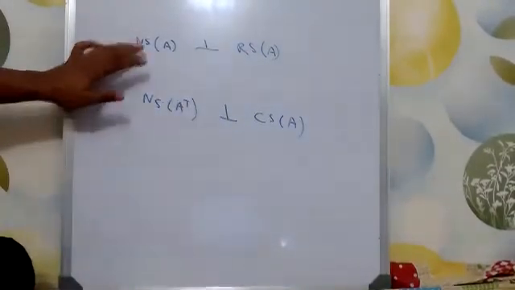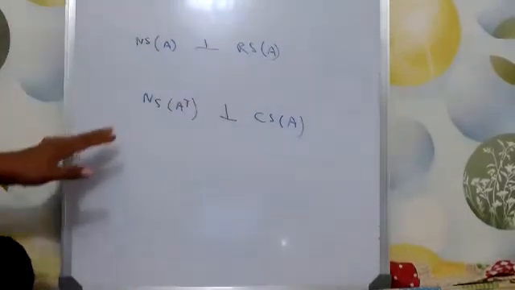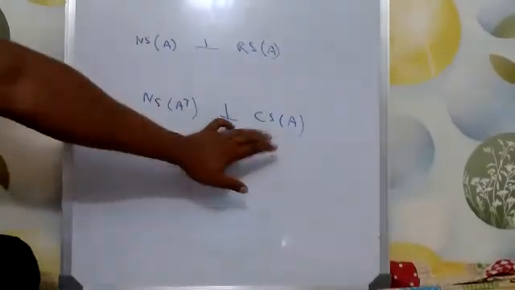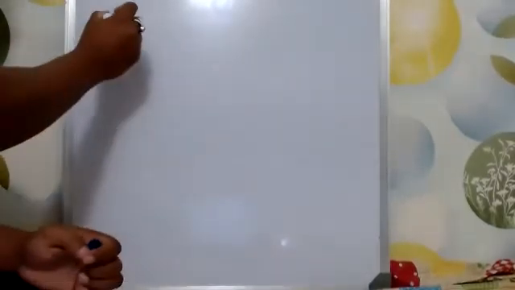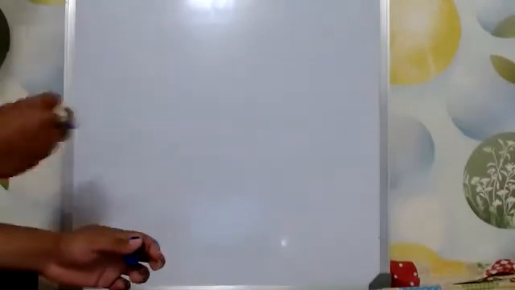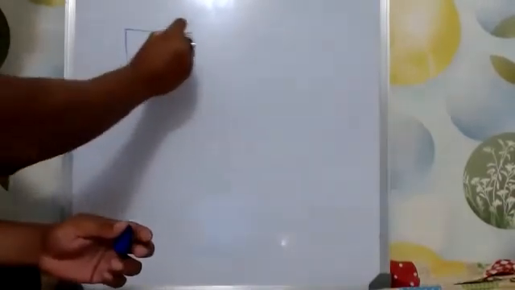So the null space is perpendicular to the row space, and the left null space is perpendicular to the column space. What do I mean by perpendicular? There is a way to write this one. We will write this one many times now, so just be very careful on how we write it.